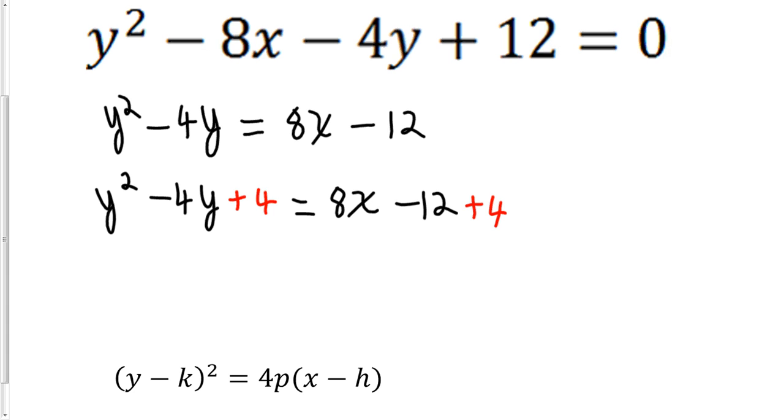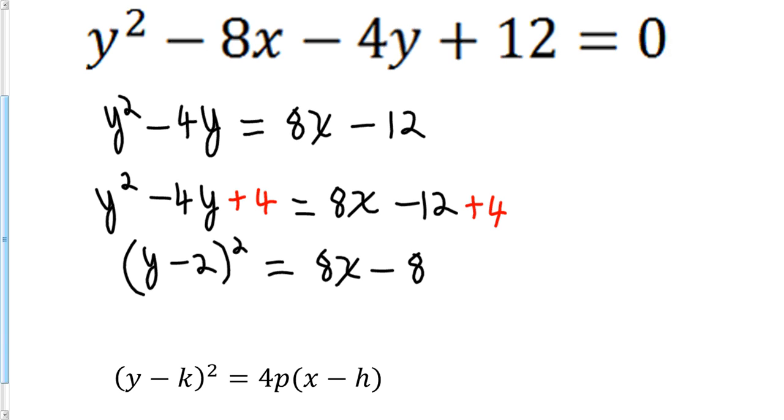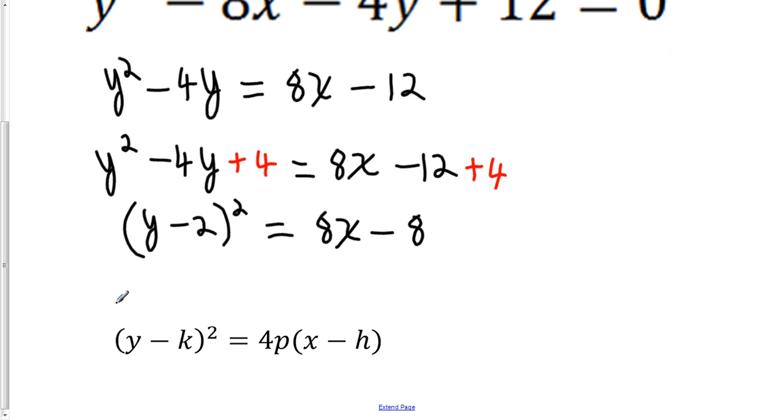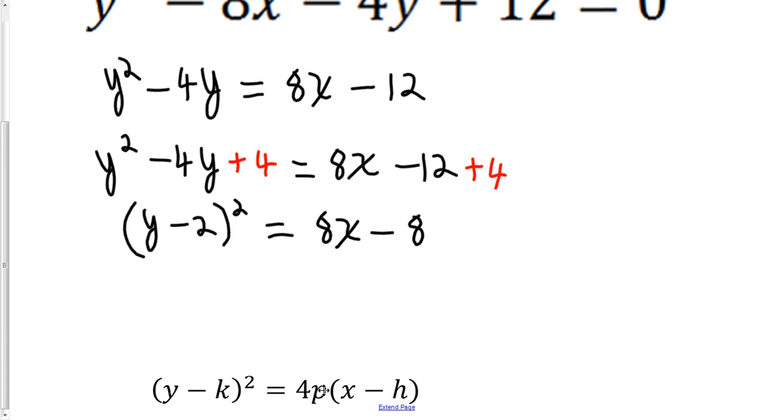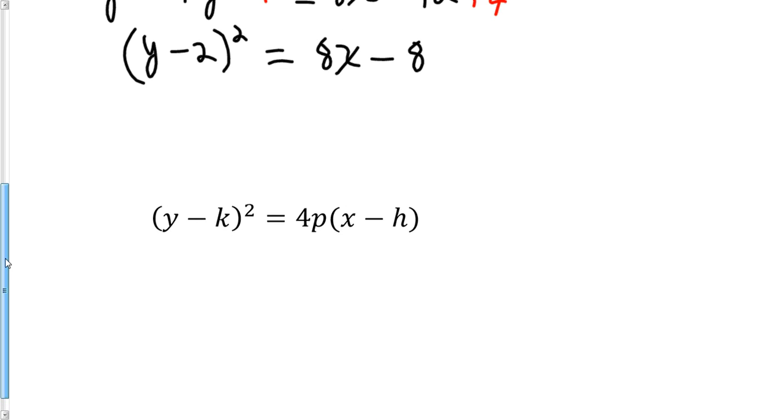All right, so now what I get is on the left side, I can factor that, which was the point. I wanted this binomial squared. Y minus 2 squared is what I get on the left side. On the right side, I have 8x, and then negative 12 and positive 4 is negative 8. So I'm well on my way to achieving that final form. I have the left-hand side perfect. All I need to do now is work on the right-hand side.